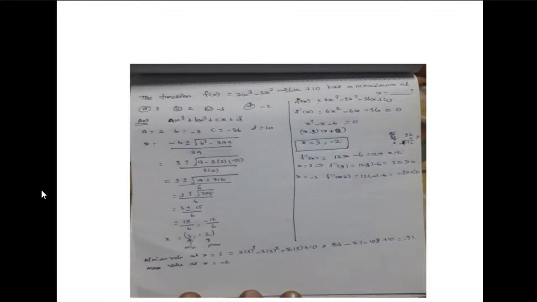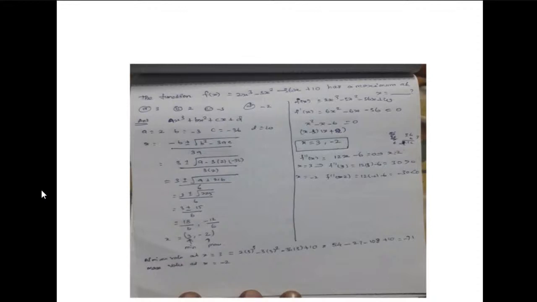x is equal to minus b plus or minus root of b square minus 3ac, divided by 3a. Then we have to substitute the a, b, c values. After substituting, we will get the x value: x is equal to 3, minus 2. Okay, this is the formula method. Next is the procedure for using f dash of x.